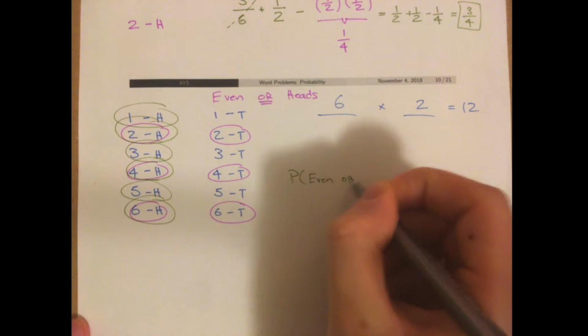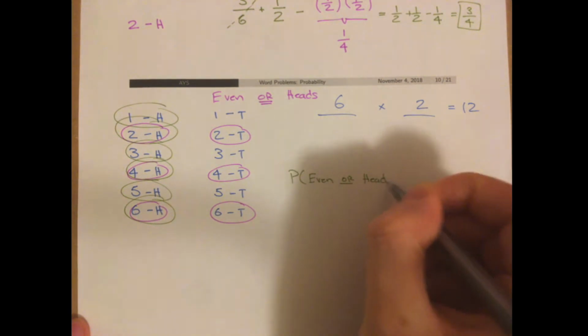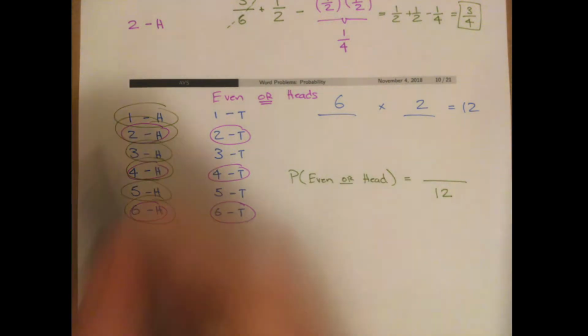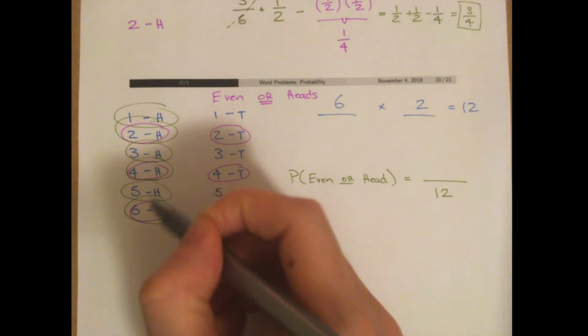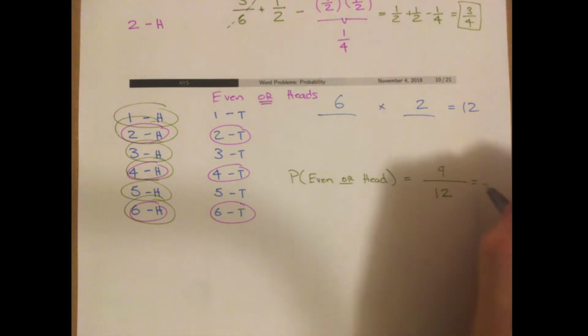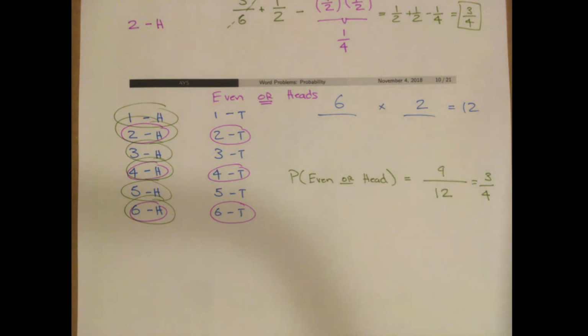So if I just solve this question with my diagram, I'll say probability of even or head is going to equal... The total number of outcomes are 12. And how many of them are circled? 1, 2, 3, 4, 5, 6, 7, 8, 9. 9 of them are circled. 9 over 12 is the same thing as 3 over 4. Done. So if the question is small, you might just write out all the combinations, circle all the evens, circle all the heads, count the number of them that have circles, and then you're done.